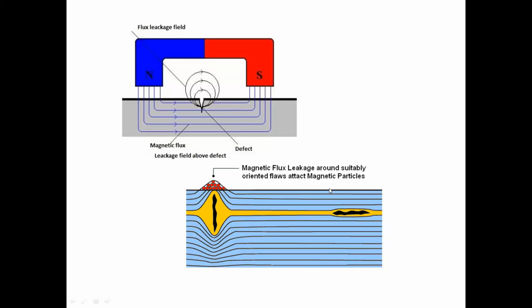Here you can also see that the orientation of the flaw influences the leakage of the magnetic flux. Only in this orientation can we find the crack. If the crack is like this, we can't find it using magnetic flux leakage. Now I will show one video that clearly explains the principle of the magnetic particle test.